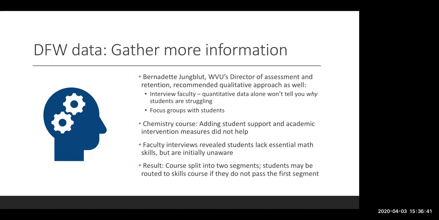So in particular then for this chemistry course, adding student support and academic intervention measures did not help. Okay, so initially we thought, well, it's an issue with preparedness. Let's add some support measures around it, but that wasn't the entire key there. So interviews with the faculty revealed that students actually lacked essential math skills in some cases, but they weren't even aware of it. So they weren't even able to self-identify at the start that they needed help. And what they ended up doing was splitting this chemistry course into 2 segments so that students might be routed to a skills course if they don't pass the first segment. And then that allows them to get the remediation help that we know they need, even if they don't immediately know that they need it.